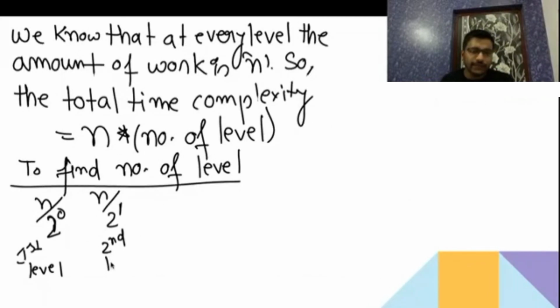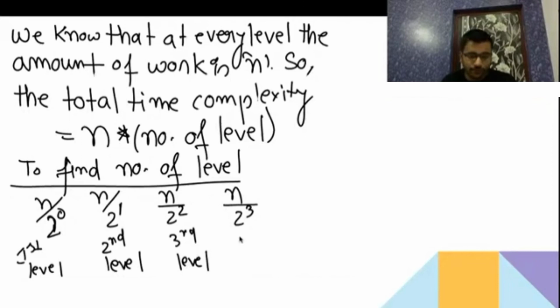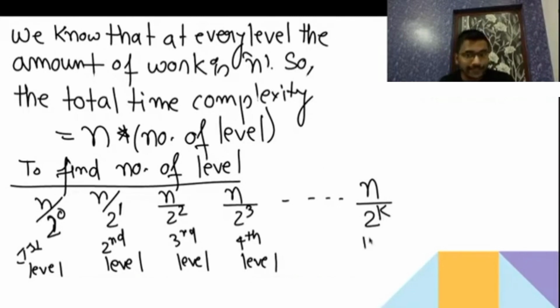Then n by 2 to the power 1 is the second level, then n by 2 to the power 2, third level, and like this it will go, n by 2 to the power 3, fourth level. When it goes till n by 2 to the power k, it will be equal to 1, the kth level. So that many levels we are getting. Please let me know whether it is clear or not.